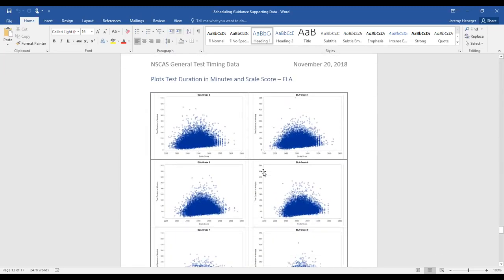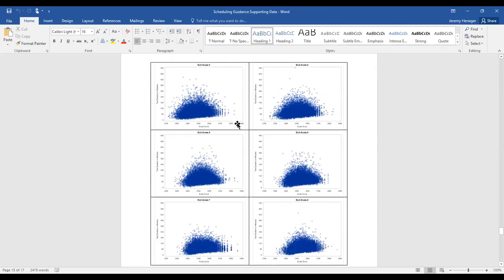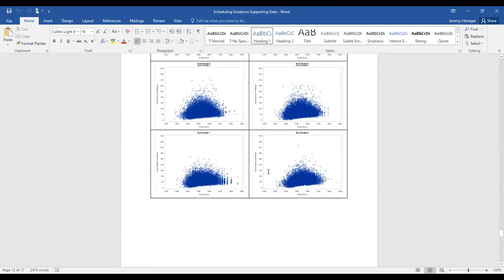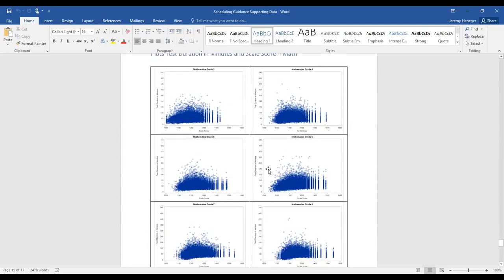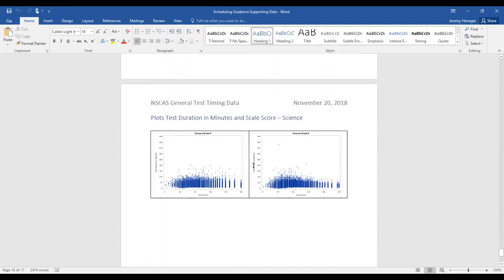The last set of graphs here are scatter plots that have scale score and the duration of the test. So you can see what the relationship is with spending a short time or a long amount of time on the test, and how students did. As you look through those, just because you spent more time on the test doesn't mean you automatically got a higher score. So there's good information here that might help you as you're making decisions about scheduling. So that's one document.